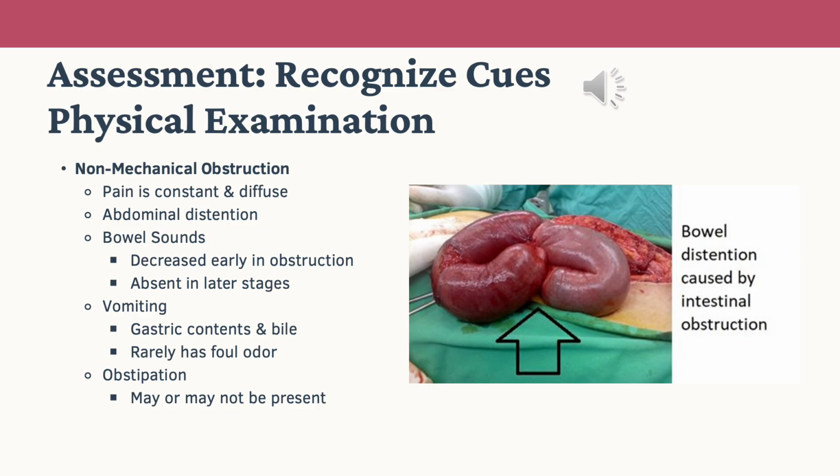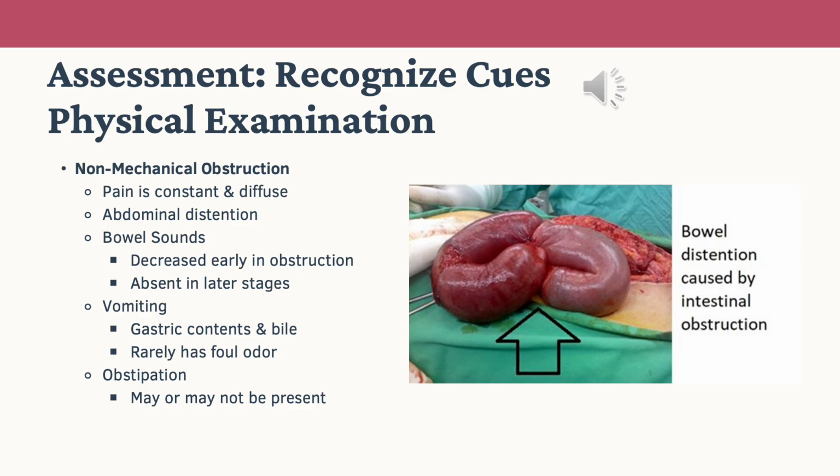Abdominal distension is typically present as the intestines are failing to propel contents forward due to that lack of peristalsis. This can be observed during inspection, and it may worsen as the condition progresses. On auscultation, bowel sounds are going to be decreased in the early stages of obstruction and then may become completely absent as the condition advances. These findings reflect a lack of intestinal motility, which again is a hallmark of our paralytic ileus.